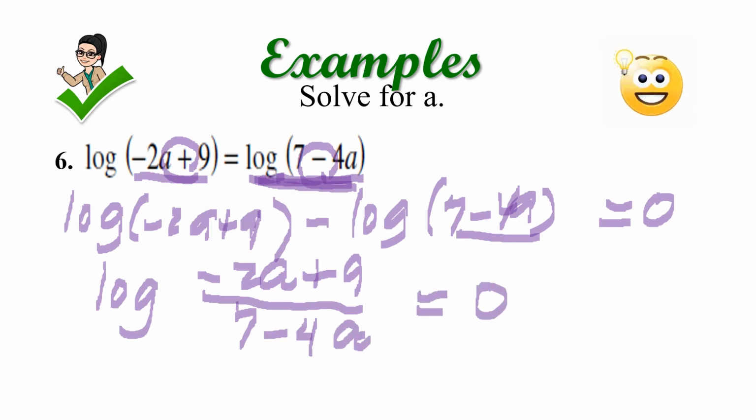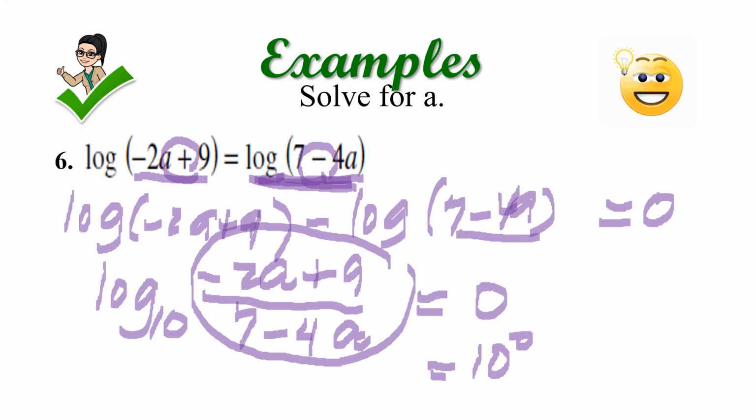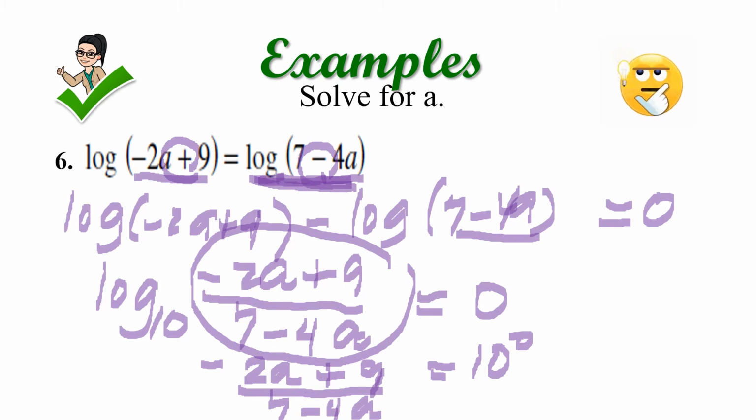So what's next? We can now change this to exponential form. So there, understood that there is 10 here, and then transpose it to the right, this will become 10 raised to 0. And then this one, simply copy here. So negative 2a plus 9 all over 7 minus 4a is equal to 10 raised to 0. Take note that 10 raised to 0 is equal to 1. So what will happen now?